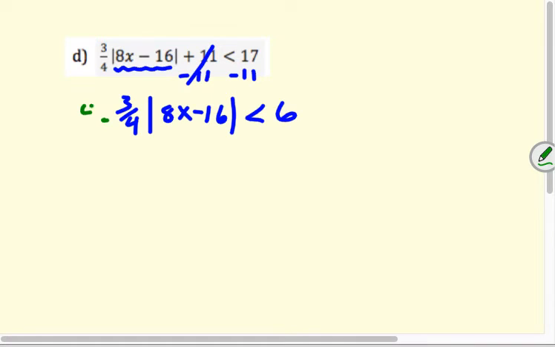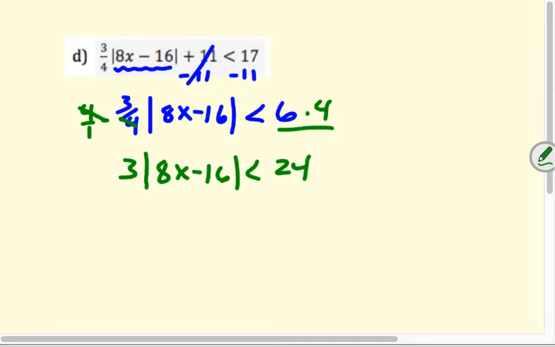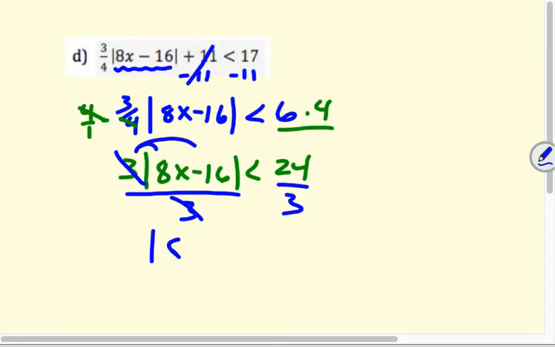I'm just going to multiply by 4 first, breaking it up into 2 steps. That works for me. These 4's cancel out. 3 would be left. 8x minus 16 is less than, in this case, 24. And then, remember, you can distribute through here. I'd rather have you not do that because it doesn't work all the time. So I'm going to divide both sides by the 3. The 3's will cancel out. Absolute value of 8x minus 16 is less than 8.